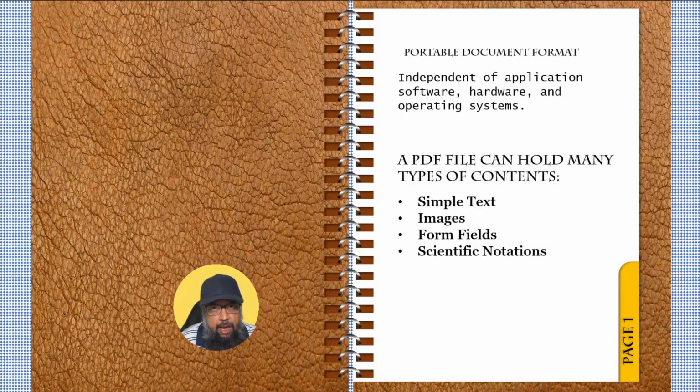Now, PDF is the abbreviation of portable document format, and normally these files are independent of operating systems, hardware or applications. These are very stable files. They can hold many types of content: text, images, form fields and scientific notations. Most of the research papers are written in a PDF file with some math equations and scientific notations, and the PDF file format is one of the favorites of teachers, students and organizations, both government and private sector.